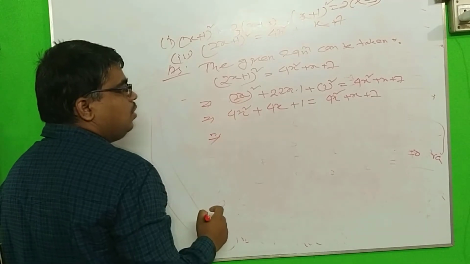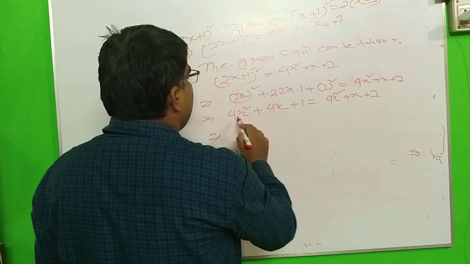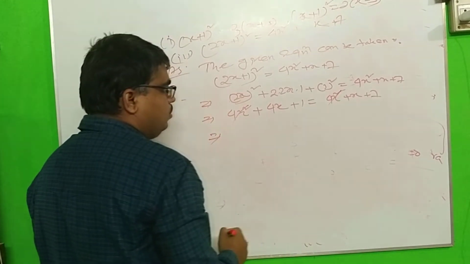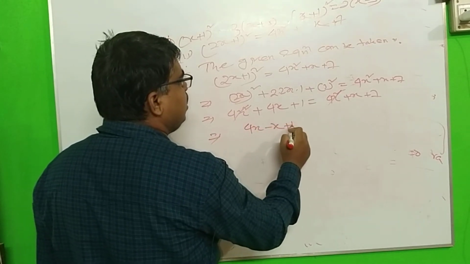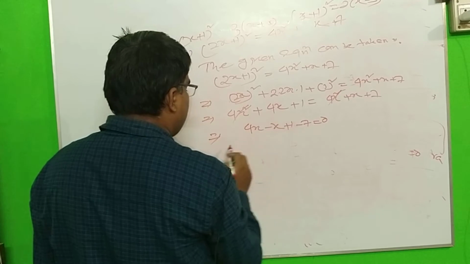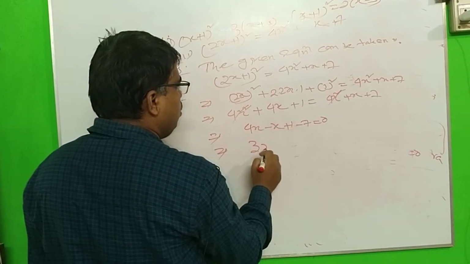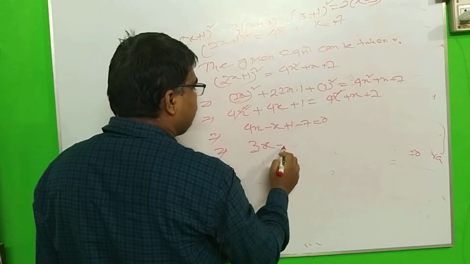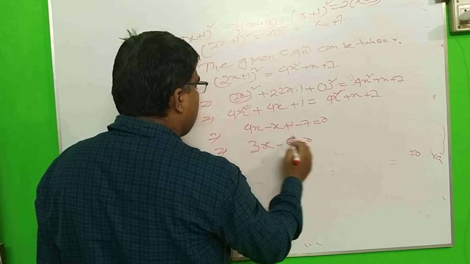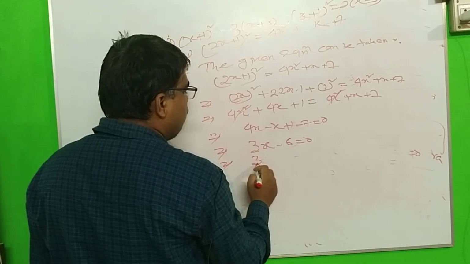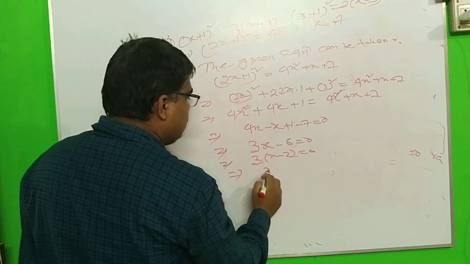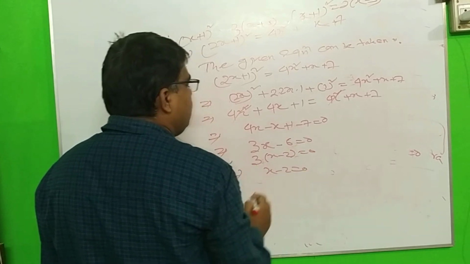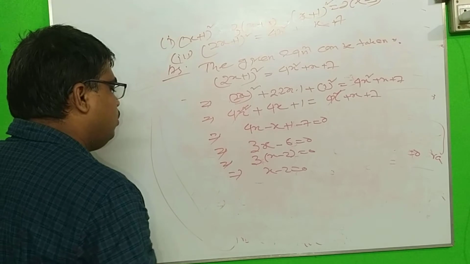This implies we cancel 4x square from both sides. Then we get 4x minus x plus 1 minus 7 is equal to 0. This implies 3x minus 6 equal to 0. We take common 3 from both sides, x minus 2 equal to 0. Is it a quadratic equation? No.